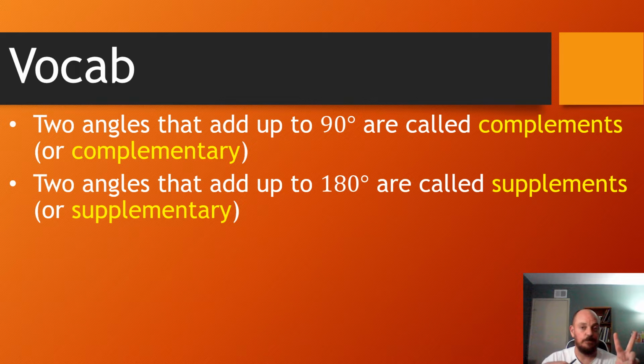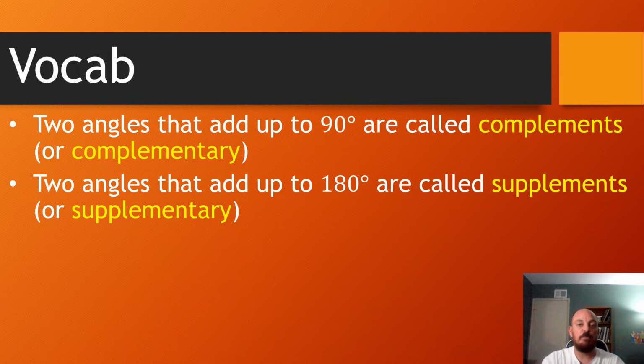And it has to be two. If you have three angles that add up to 90, that doesn't count. That's not complements. If I have a 30 and another 30 and another 30, you don't say, okay, 30 plus 30 plus 30 is 90, so these three angles are supplements. This is two angles adding up to either 90 or 180.